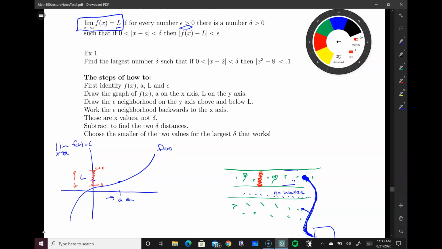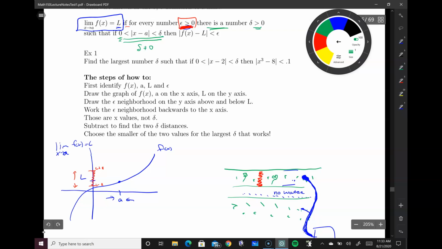Given a number epsilon, which is always going to be a very small positive number, what I need to do is find a delta, where the delta is on the x-axis. So the absolute value of x minus a is less than delta, and delta is bigger than 0. Bigger than 0 means delta cannot equal 0, so delta is some small positive number, right?